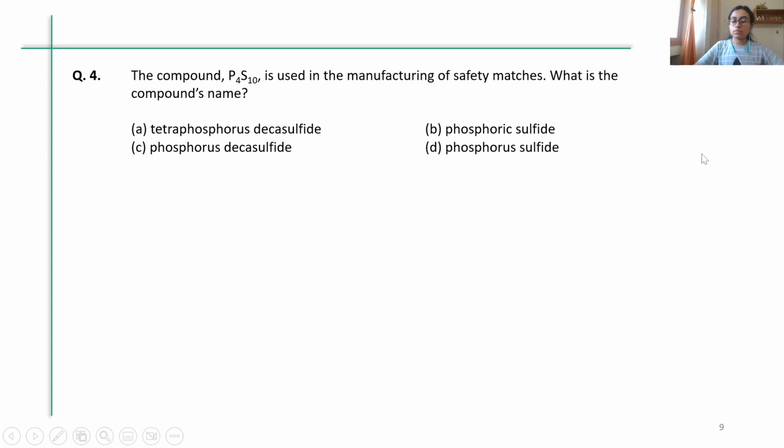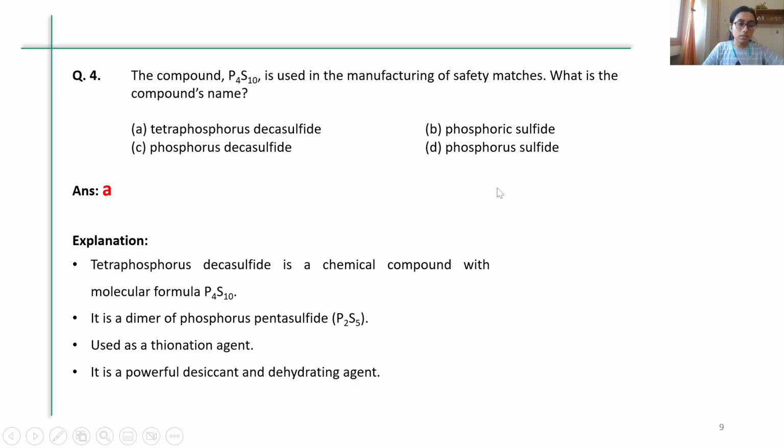Then the compound P4S10, this is a thiophosphate compound. So far we are discussing oxyphosphorus compounds, and this is a thiophosphorus compound. P4S10 is used in manufacturing safety matches. What is the compound's name? Tetraphosphorus decasulfide, phosphoric sulfide, phosphorus decasulfide, or phosphorus sulfide. The correct answer is tetraphosphorus decasulfide.